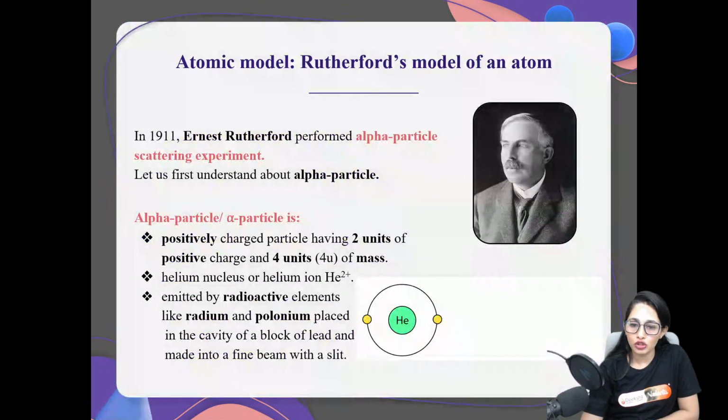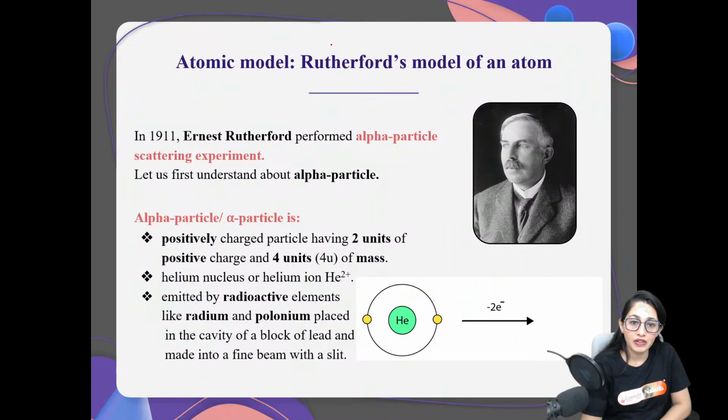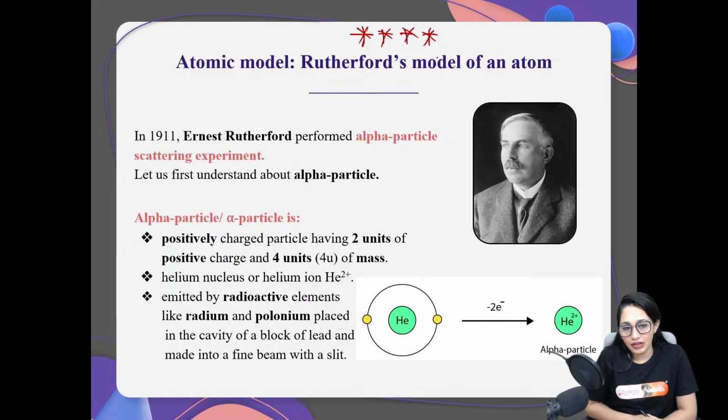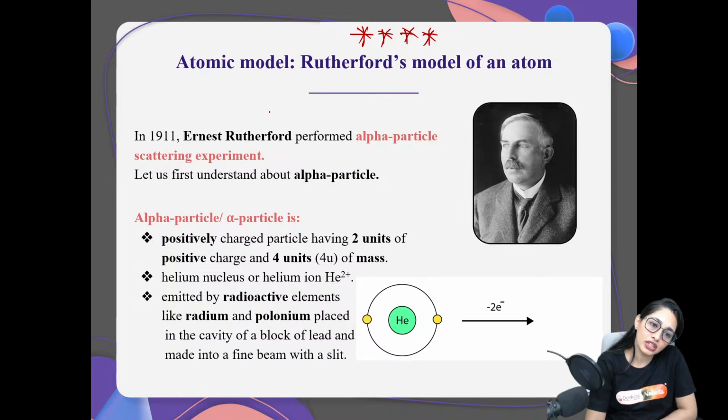Next, Rutherford's model of an atom. This is very, very, very important, guys. Super, super important. Okay. So, in the year 1911, Ernst Rutherford performed the alpha particle scattering experiment. This led to the discovery of neutrons as well.